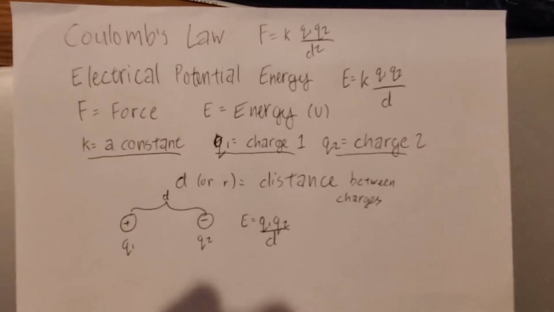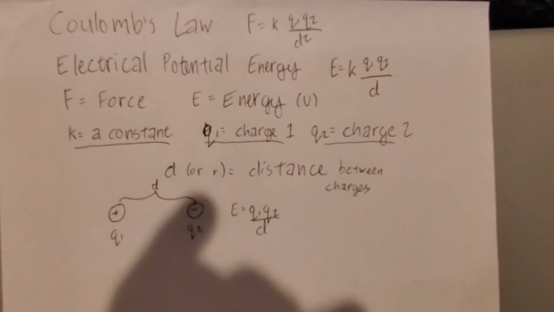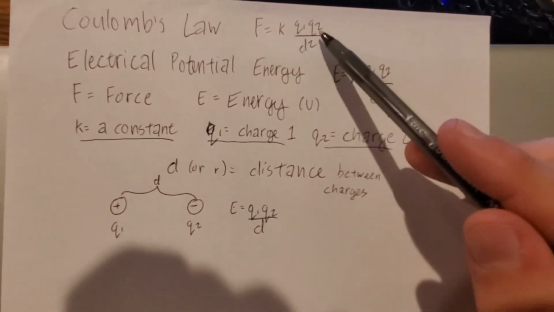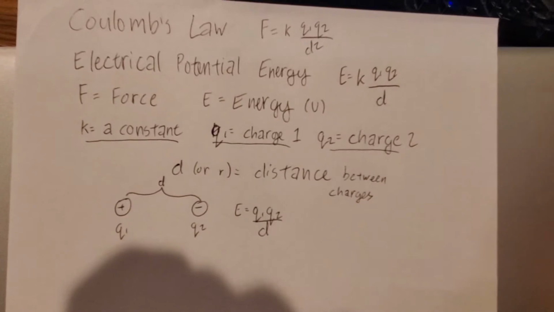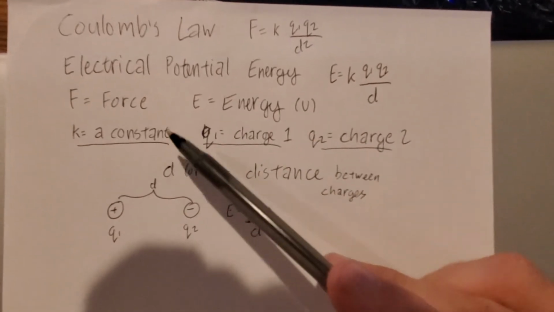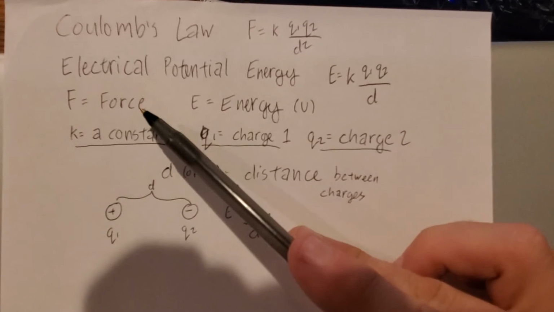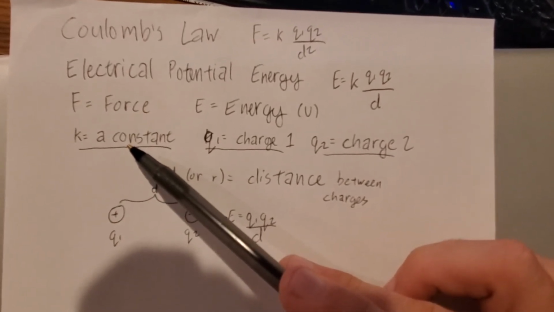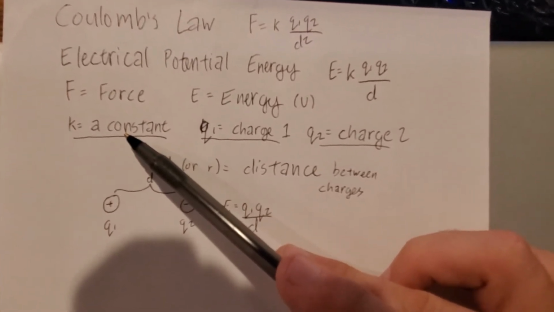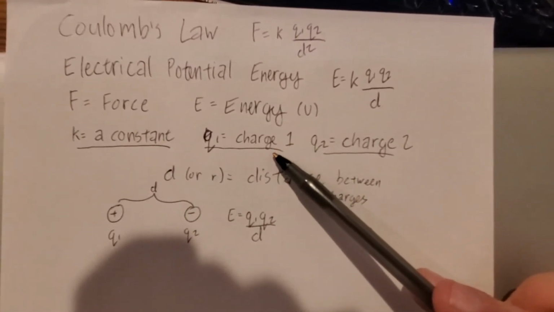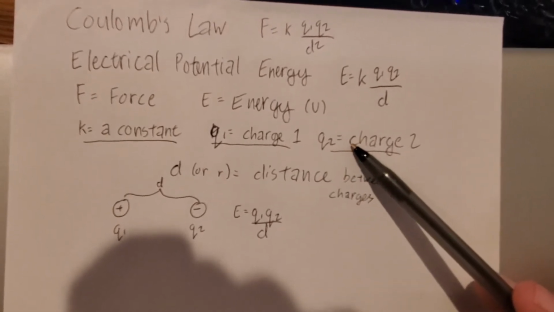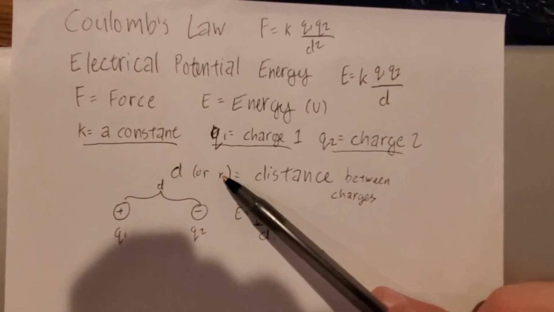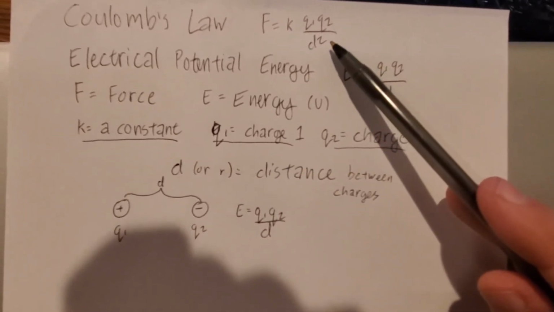Coulomb's law, briefly stated, is what you can see here: the force is equal to this K value times Q1 times Q2 over D squared. So F is the force on the charges, and K is a constant, needed to scale the equation depending on the units that you use. Q1 is the charge on object 1, Q2 is the charge on object 2, and D, sometimes seen as R in the equations, is the distance between them. And that's Coulomb's law, and that's simple enough.